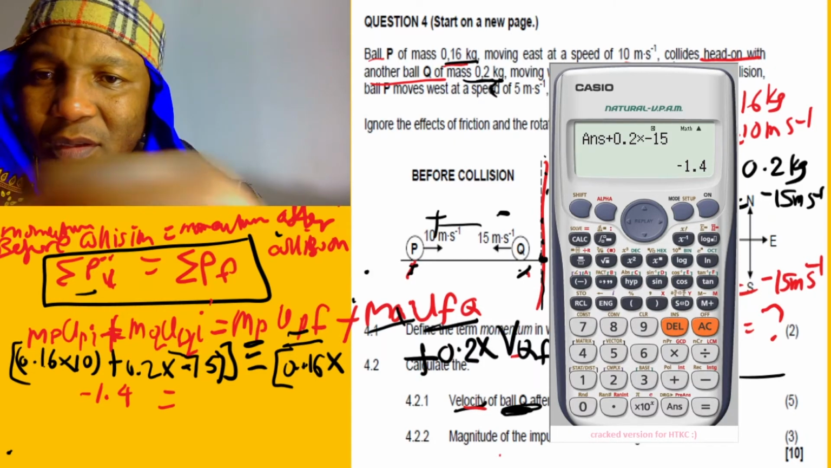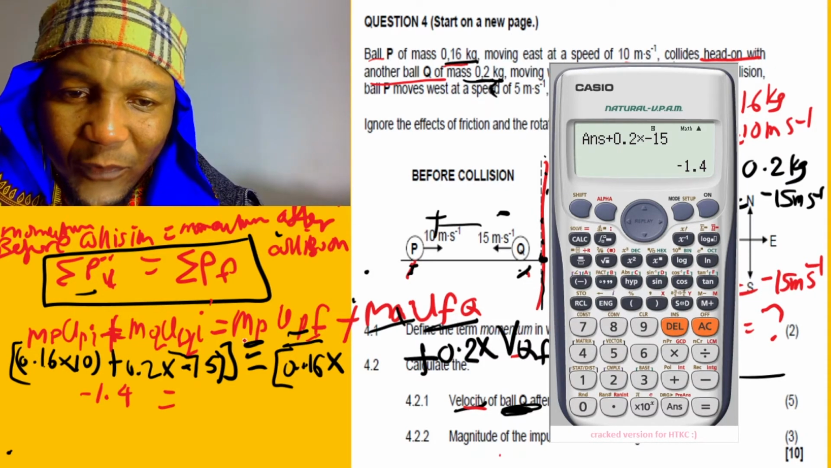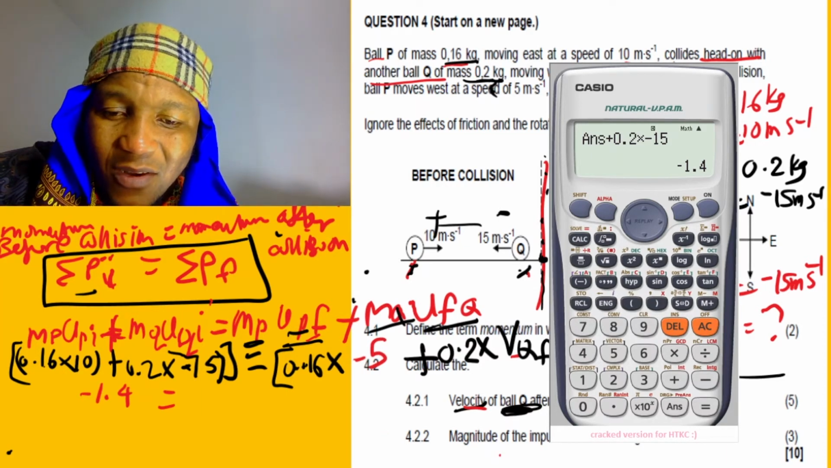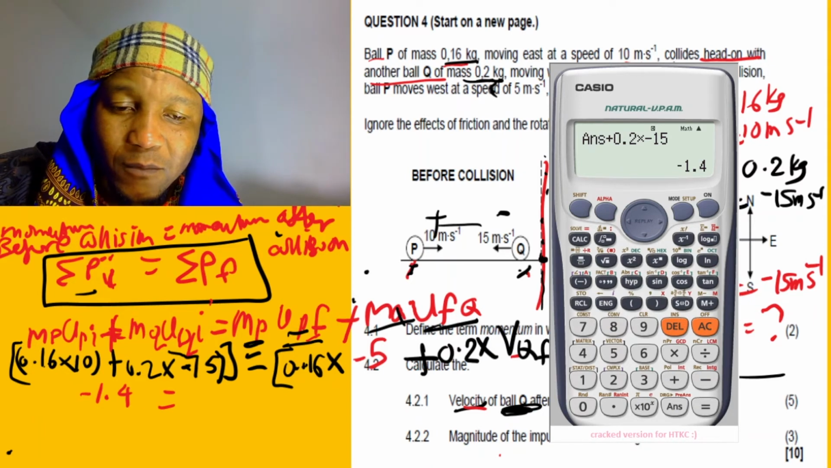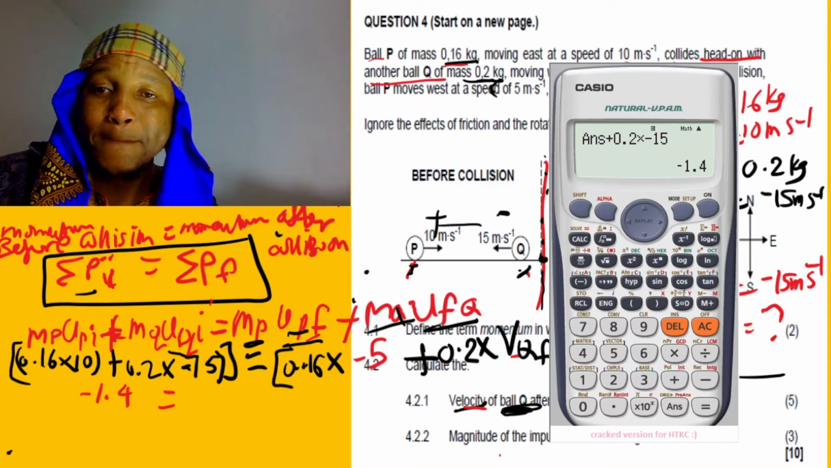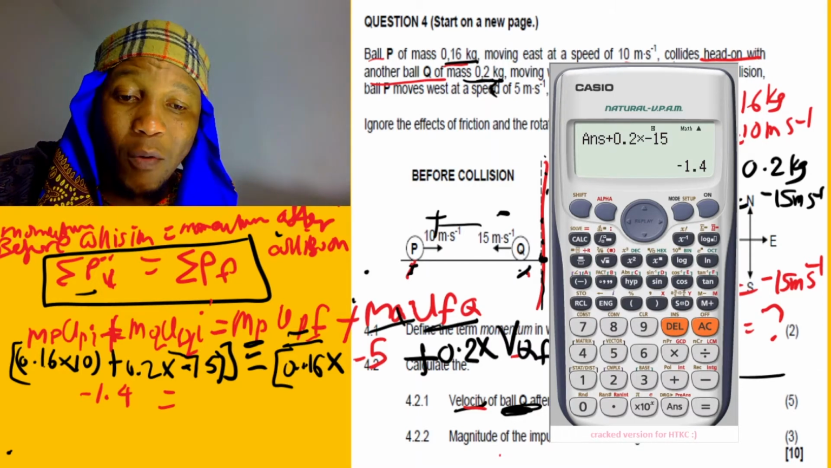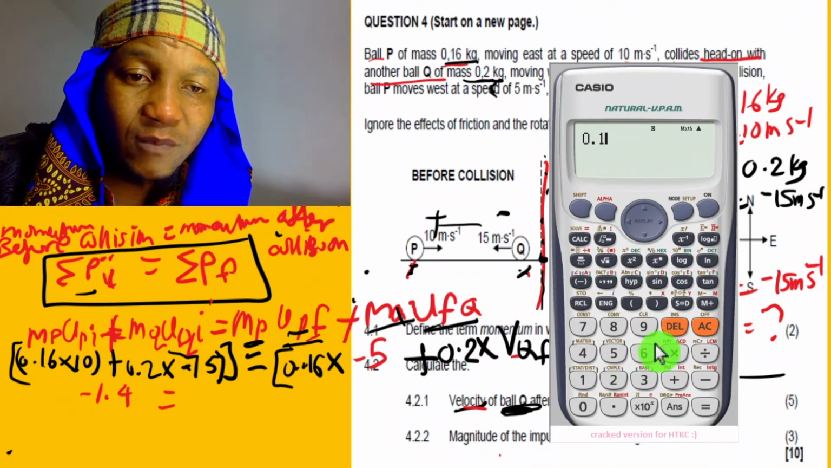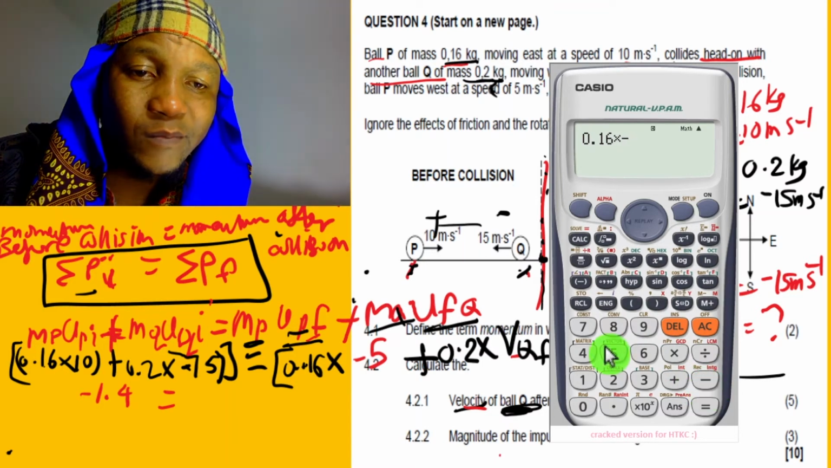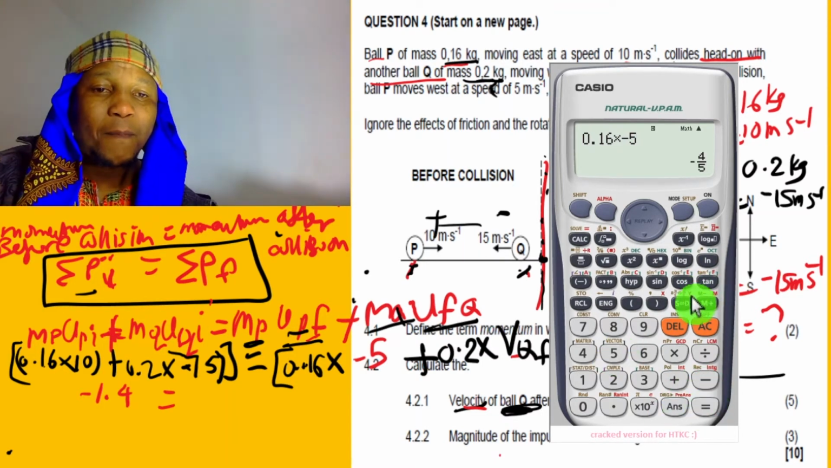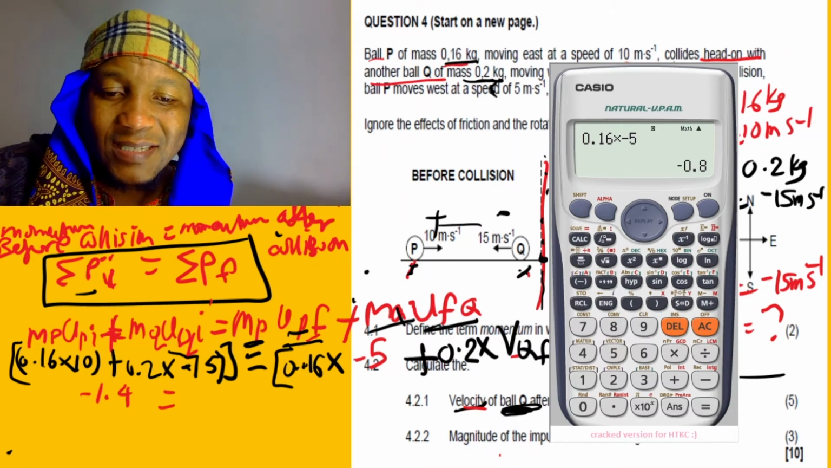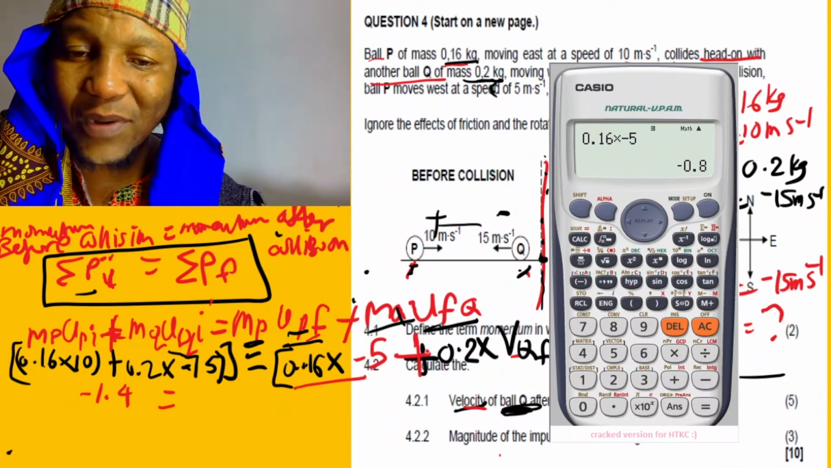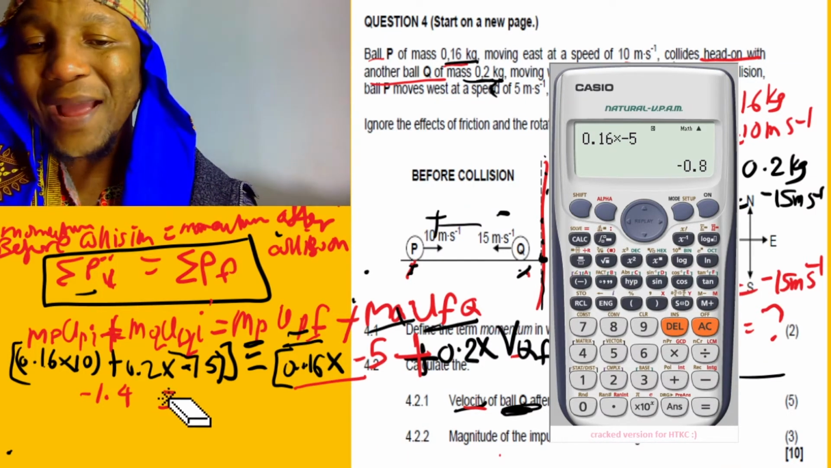Because look, velocity final of P is negative 5. So 0.16 times negative 5. Let's plug it in: 0.16 times negative 5. This is going to give us negative 0.8. But all this stuff here is going to go to the left because there's a plus. So that negative 0.8 becomes plus 0.8 on the left.